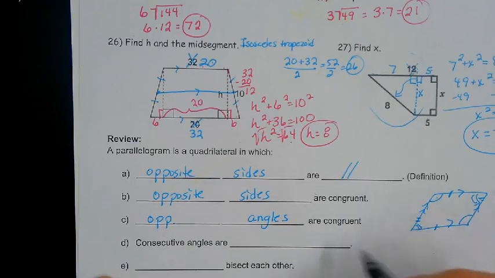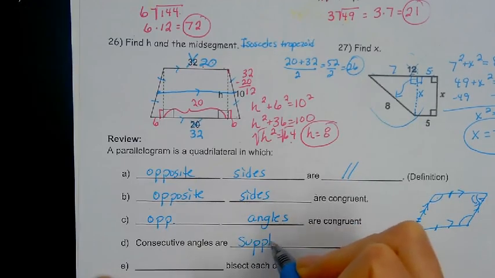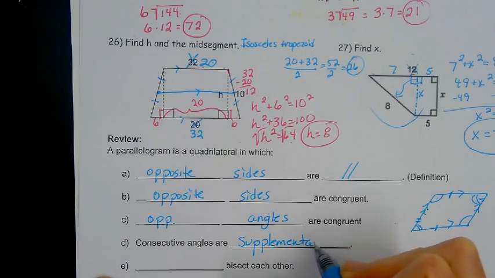And then what bisects each other? The diagonals.